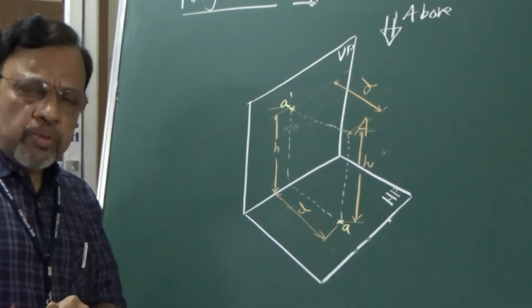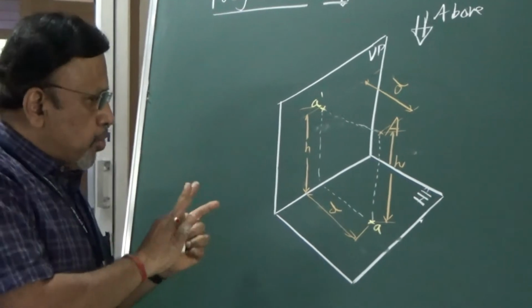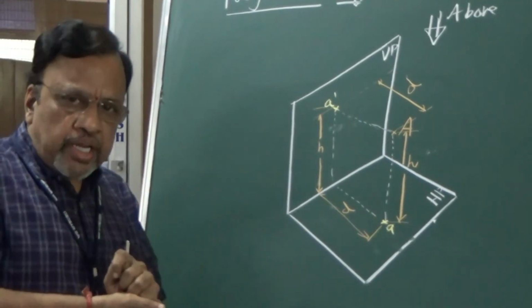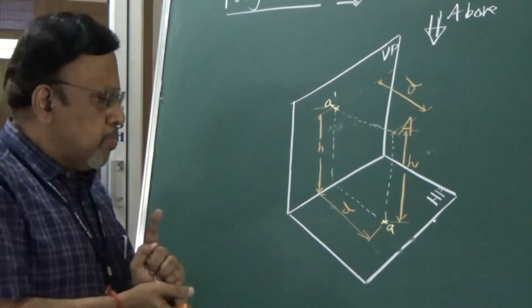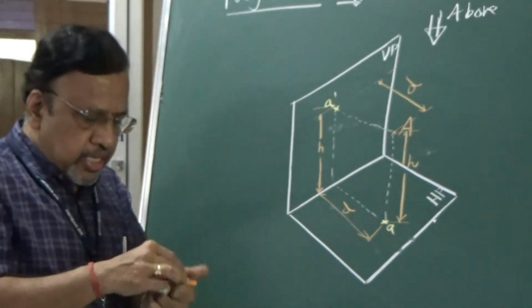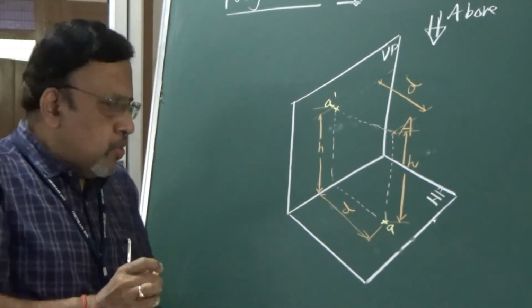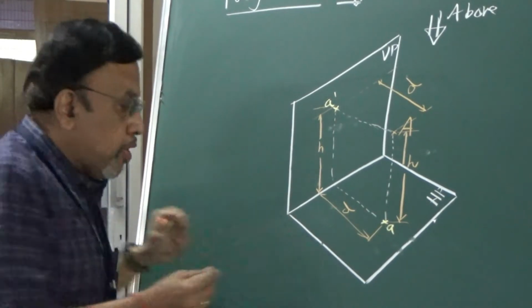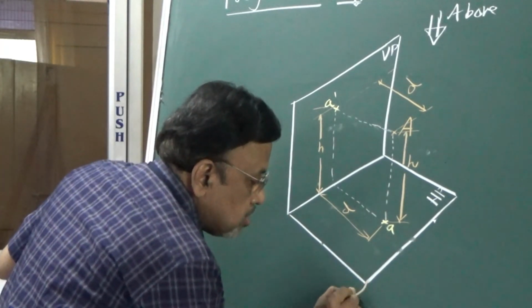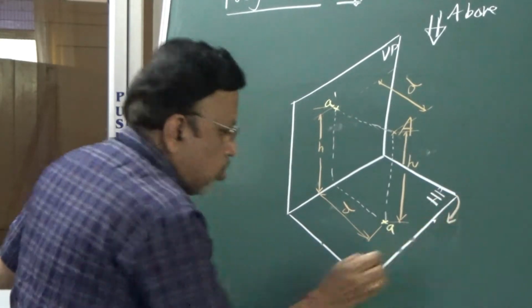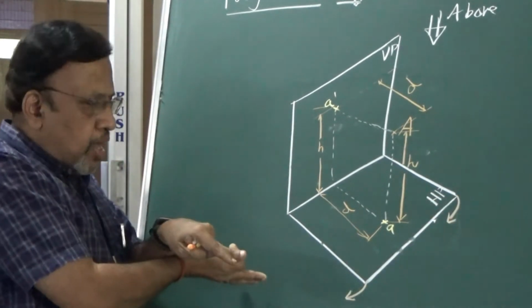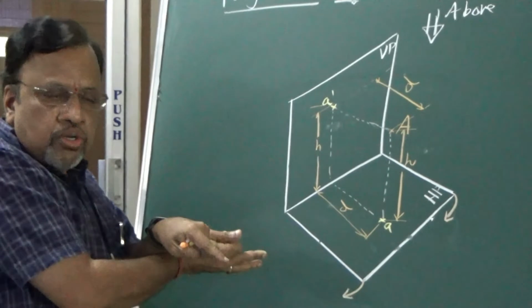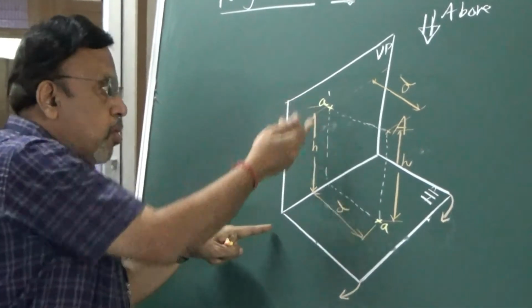As I told you in the previous sessions also, we need to rotate. Which plane do we rotate? You should always remember that we need to rotate this HP such that the first quadrant will open out. That means I am going to rotate it in this way. Once I open it like this, the top view will come below the front view.